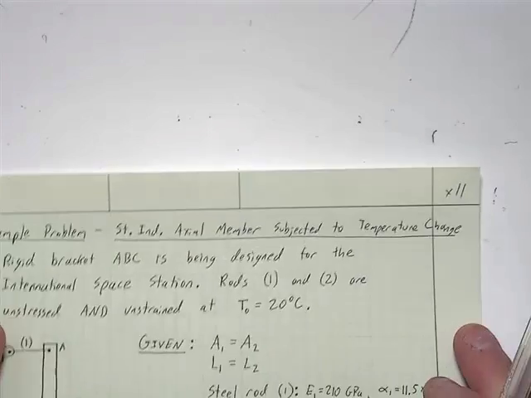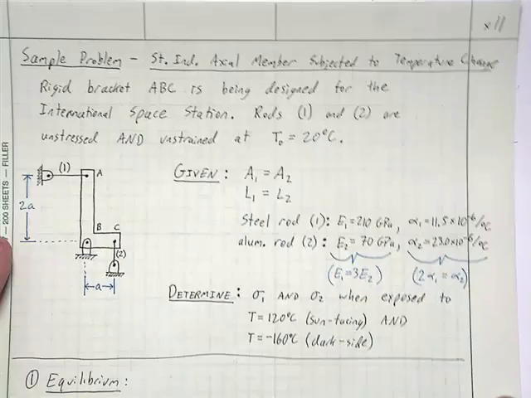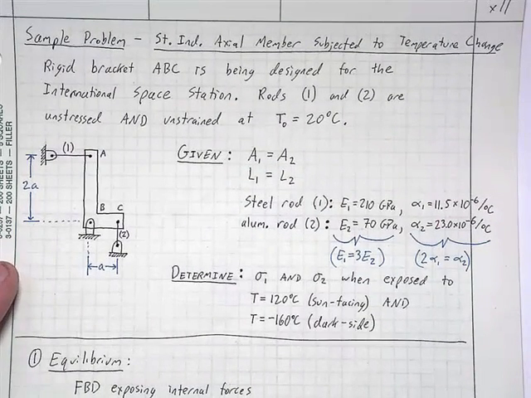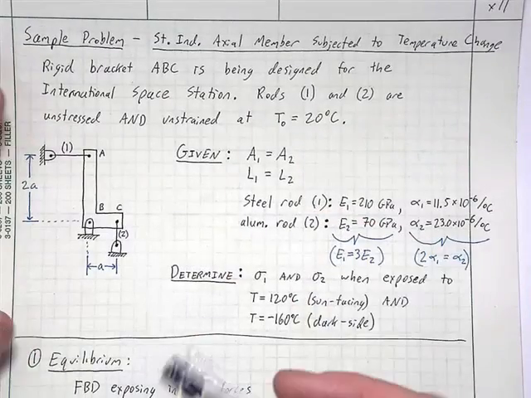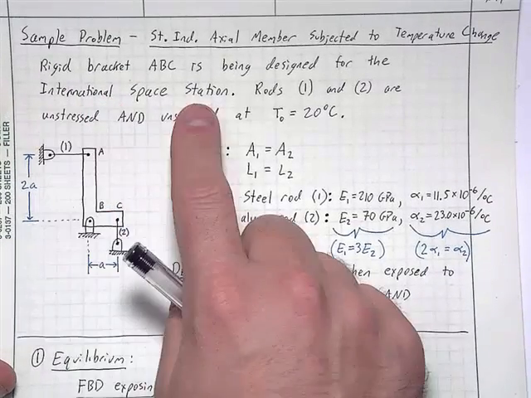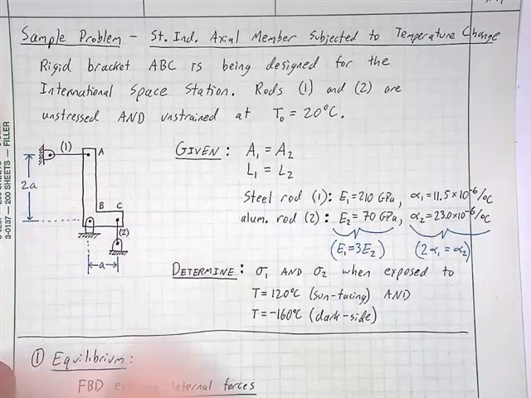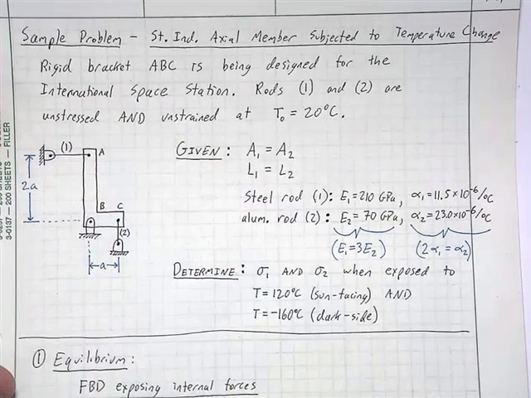Now we have two rotational systems. So all that's left here are statically indeterminate axial members that have a rotational geometry to them. Okay, so in this one we have a rigid bracket ABC. I wrote this problem because we got to throw it up in outer space here. So let's say this rigid bracket is being designed for the International Space Station. It needs to be connected in this geometry for some reason.